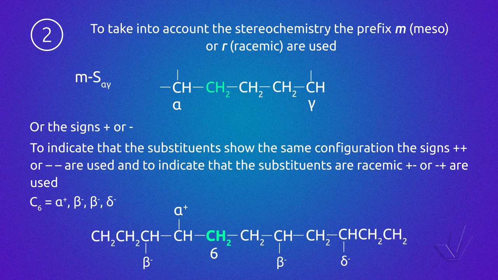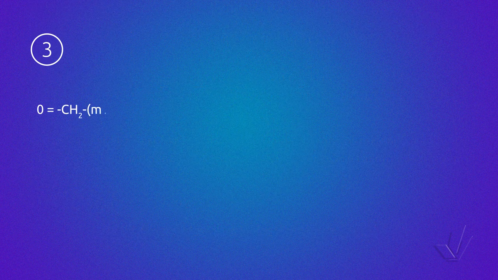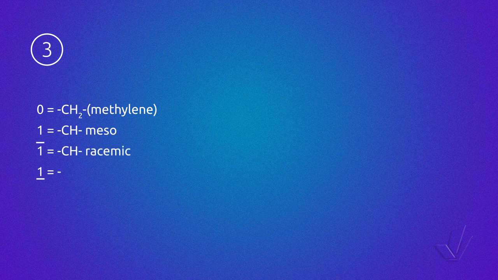Another nomenclature, not very common, uses numbers: 0 for the methylene, 1 for the methine meso, and 1 with a bar over it for the racemic methine.